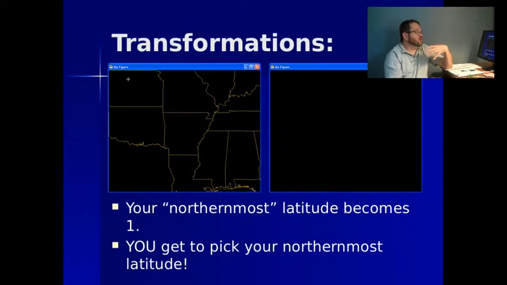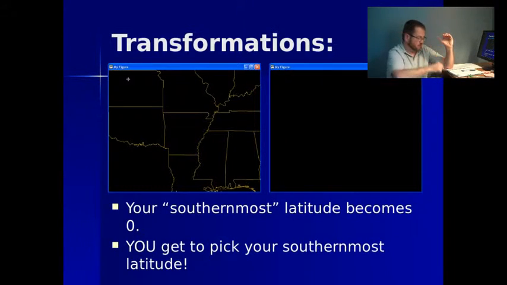You're going to need to know what is the range of latitudes that you're going to be working with. You get to decide that. Define your northernmost latitude. Maybe in this case it's 40 or something like that. Your northernmost latitude, the farthest north you want to show up on that map, that's going to be 1 on the y-axis, right? Because this is a unit square. We're at y equals 1.